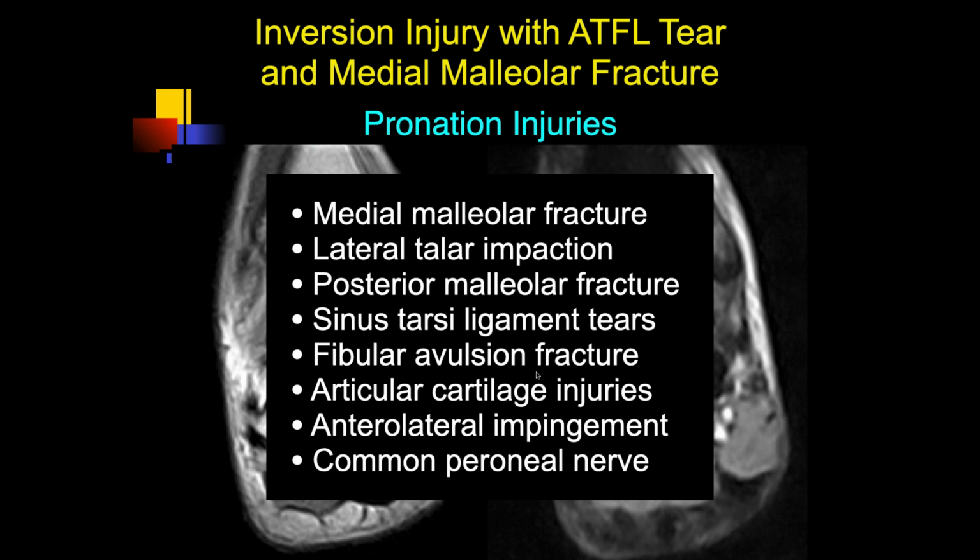Right. And you can get avulsion fractures. You can get articular cartilage injuries because of the impaction of the talar dome against the tibial plafond. Anterolateral impingement can result from this, and you can also get injuries to the common peroneal nerve due to this mechanism, or it's often associated.